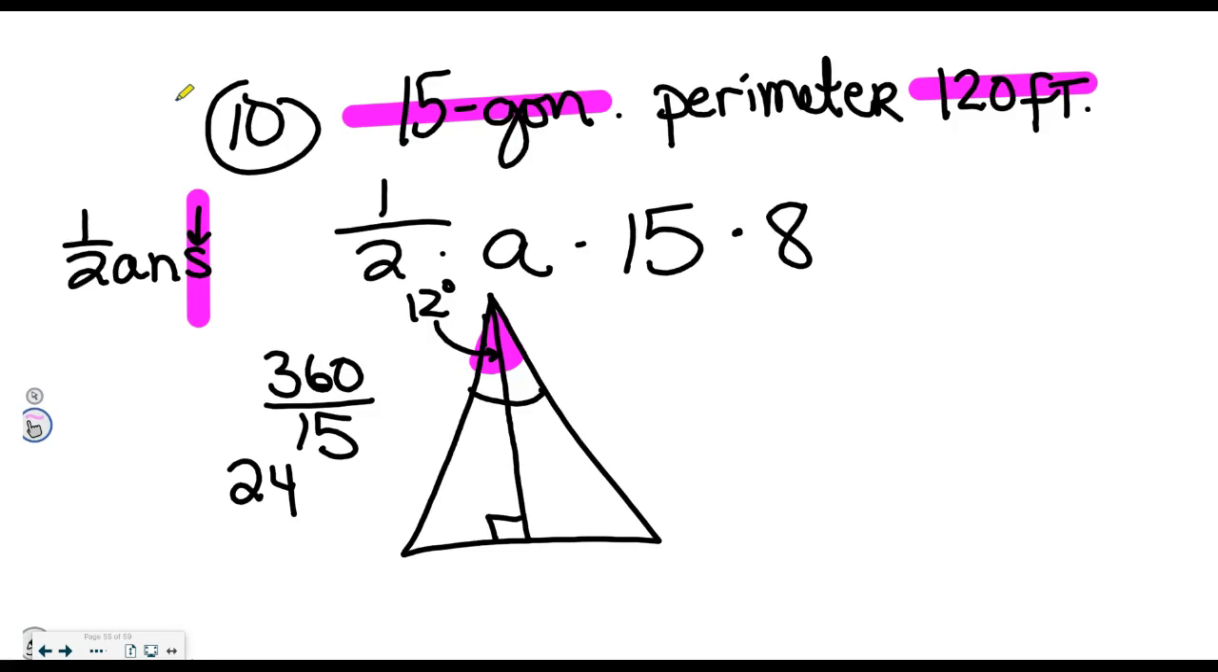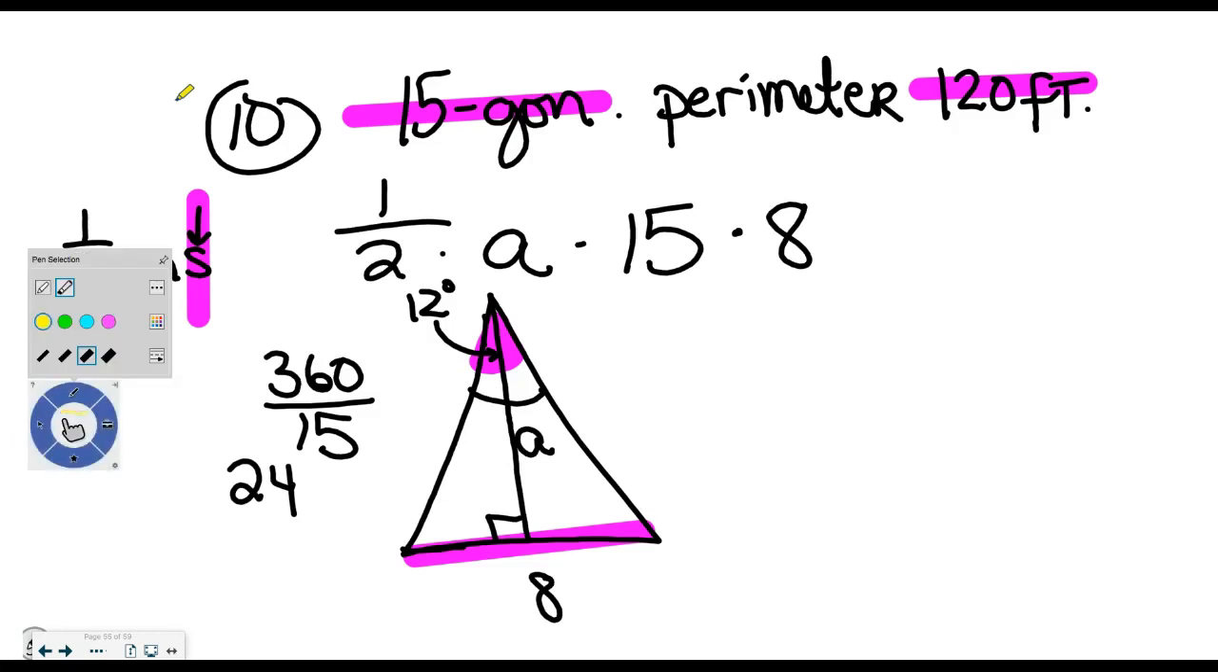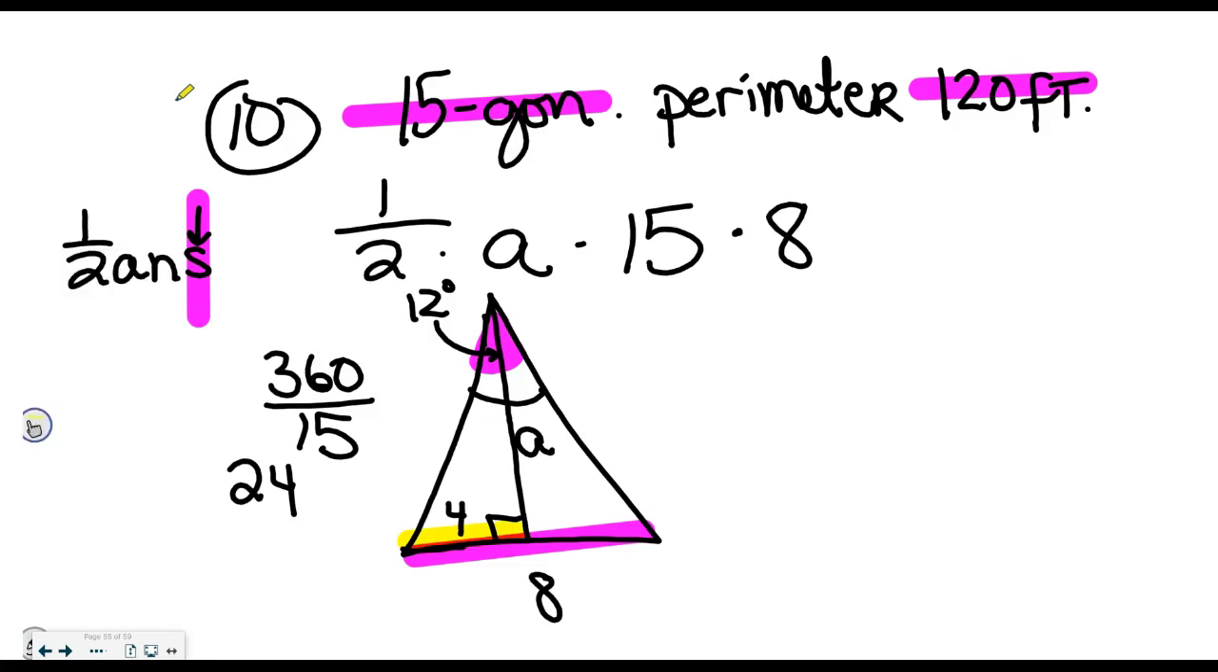Now what we're stuck on sometimes is figuring out which trig ratio to use. We're looking for the apothem, so we're looking for the adjacent, and I don't know the hypotenuse, but I know this whole side length right here. You guys said that 120 divided by 15 is 8. So that whole side length is 8. If that whole side length is 8, what's this piece of it? 4. Perfect. Because we have to focus on that right triangle.